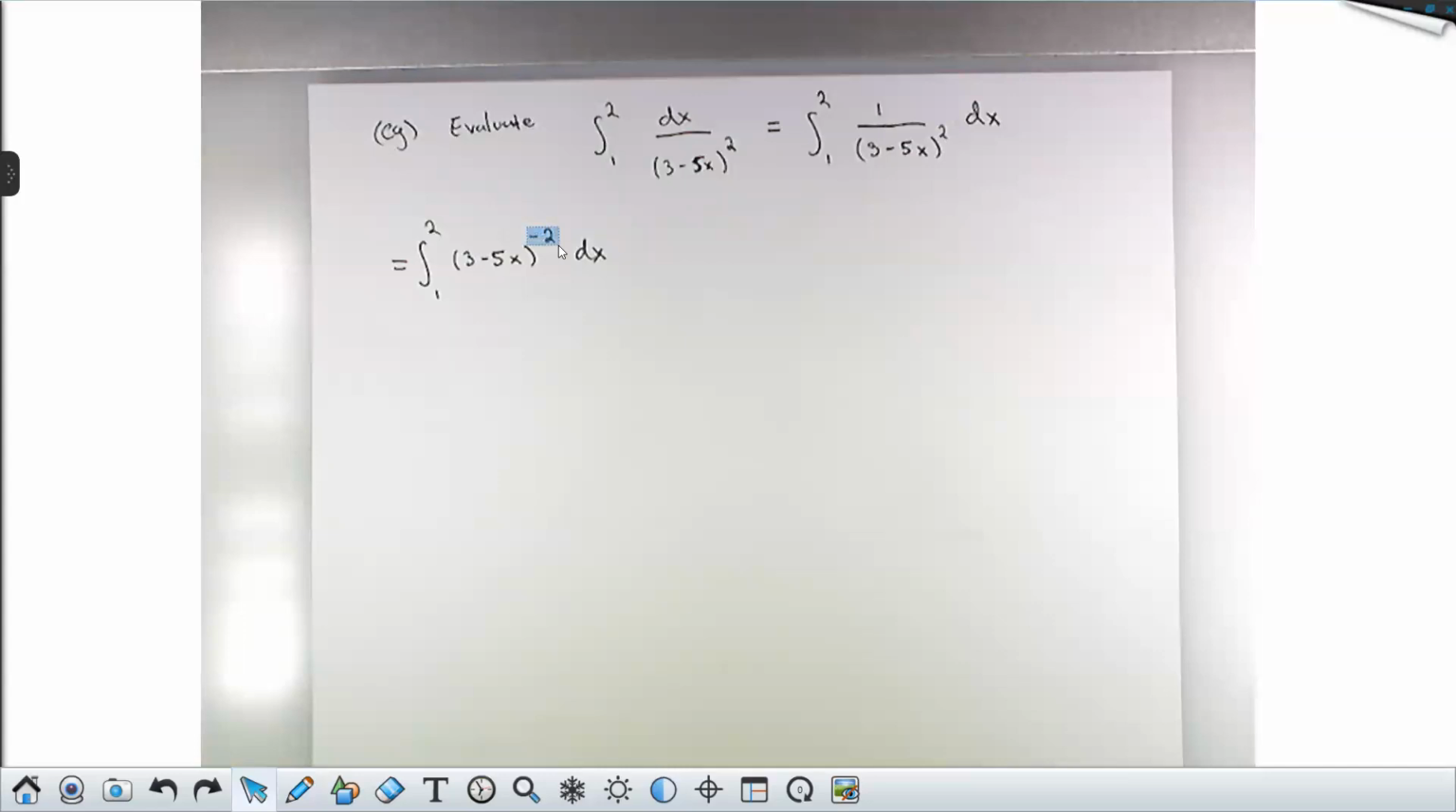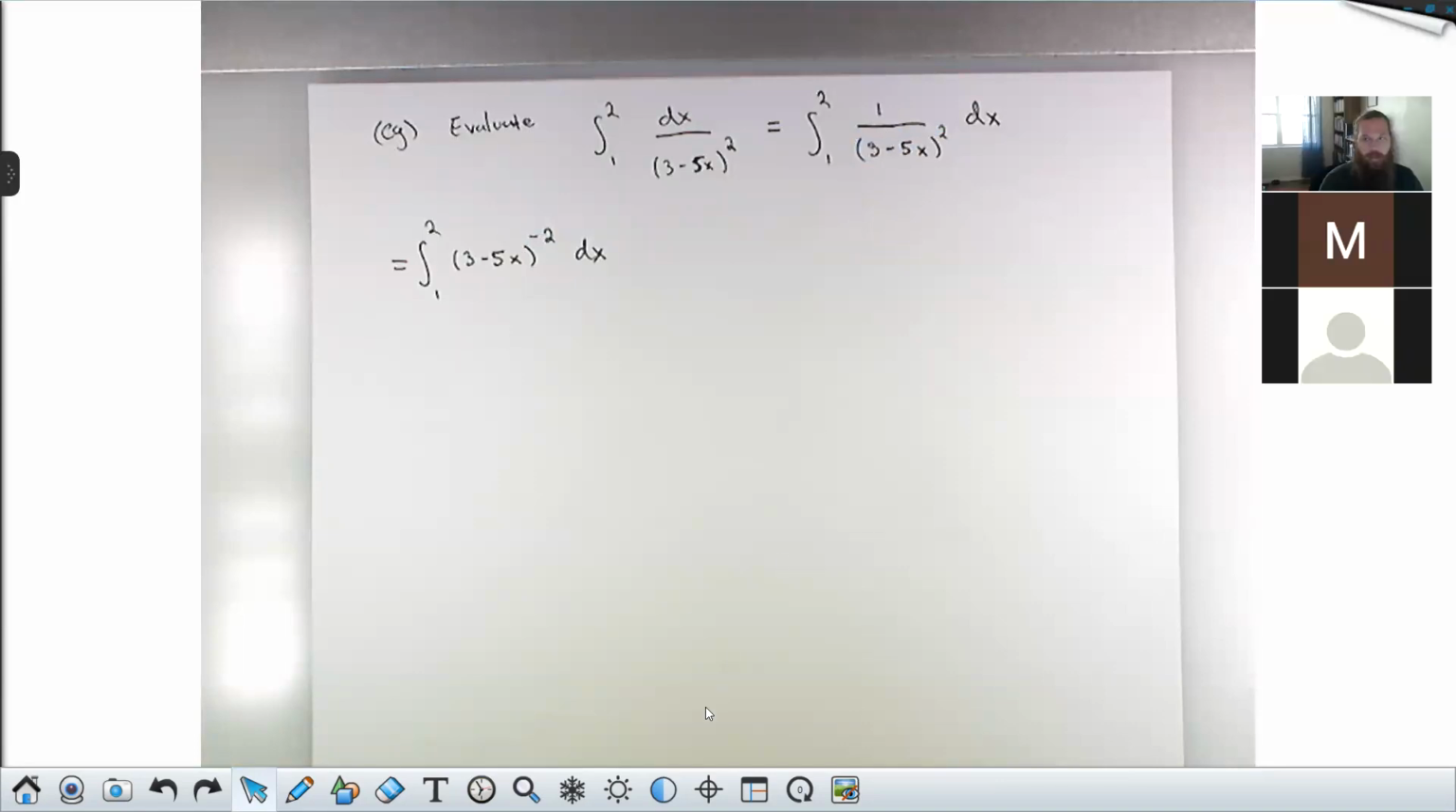I can't really distribute this power, right? Powers don't distribute over addition or subtraction. We could FOIL this out downstairs as 9 minus 30x plus 25x squared, but then it's still downstairs. We still have the 1 over, and there's no nice way to clean that up. There's no nice way to split that up into individual pieces to which we could apply the power rule. So the move is going to be to substitute for the inside.